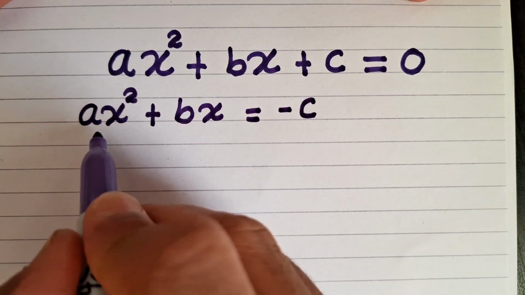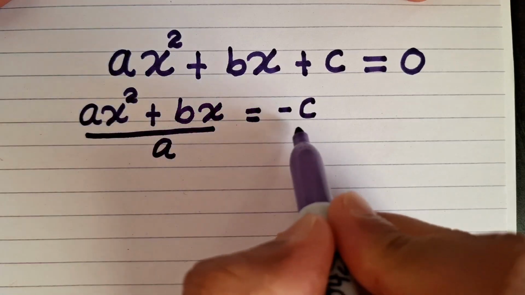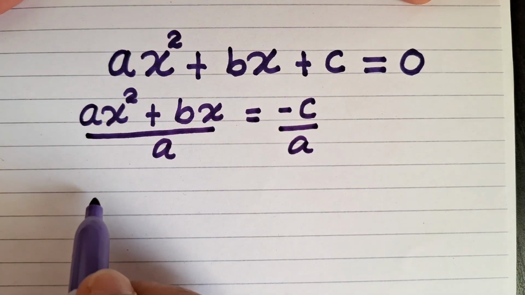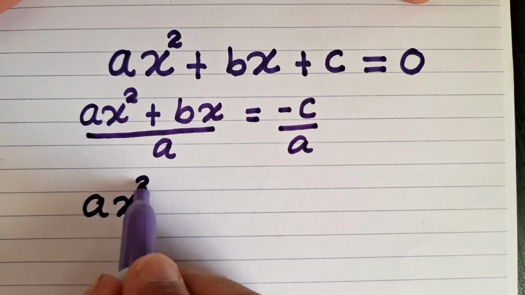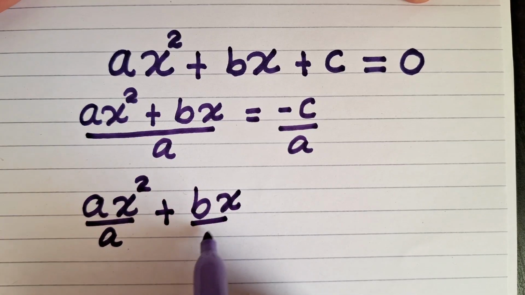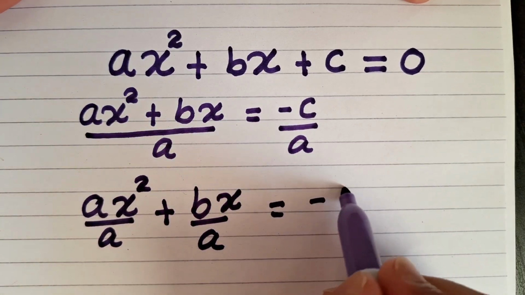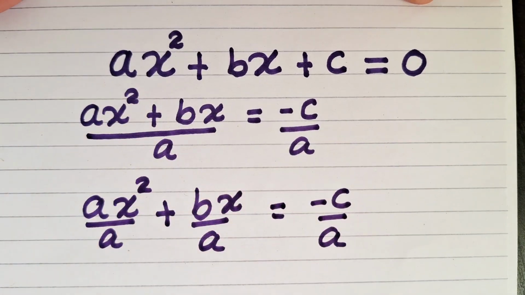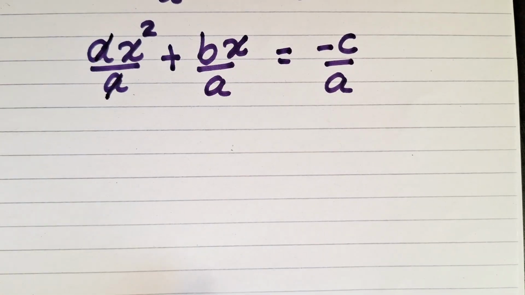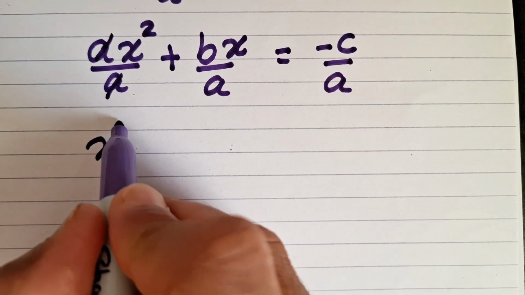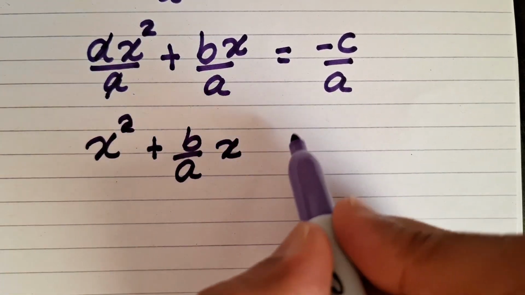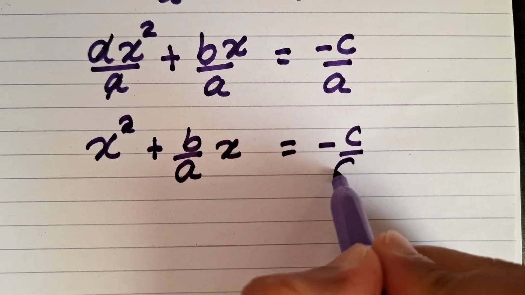Now I'm going to divide the whole equation by a. If you divide the left side by a, then you have to divide the right side by a as well. Then the left side can be written as a x squared divided by a plus b times x divided by a, which is equal to minus c over a. Now on the left side of the equation, this a and a are going to be cancelled, and then we have x squared plus b over a times x is equal to minus c over a.